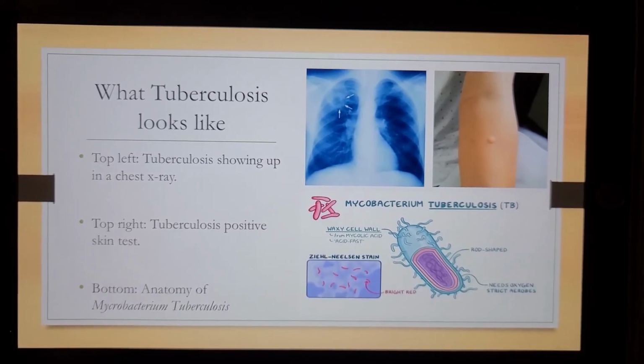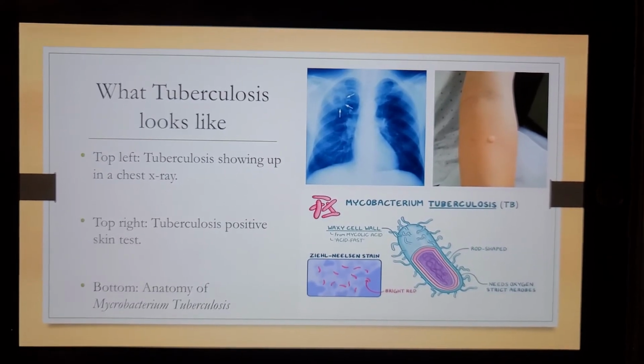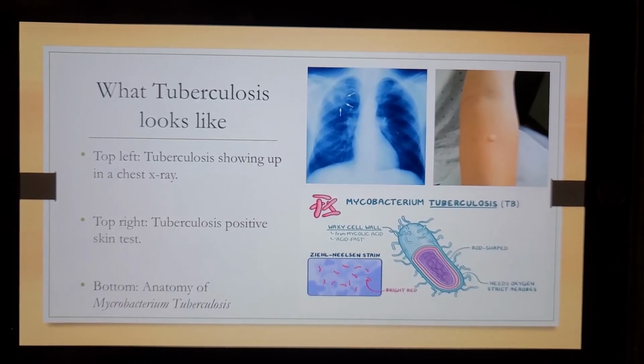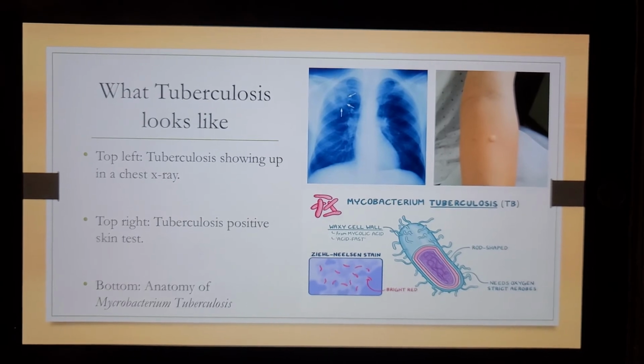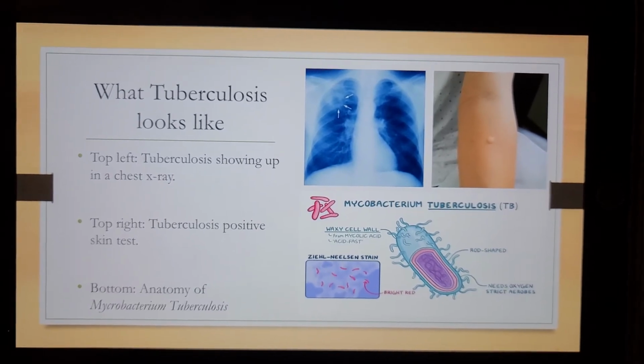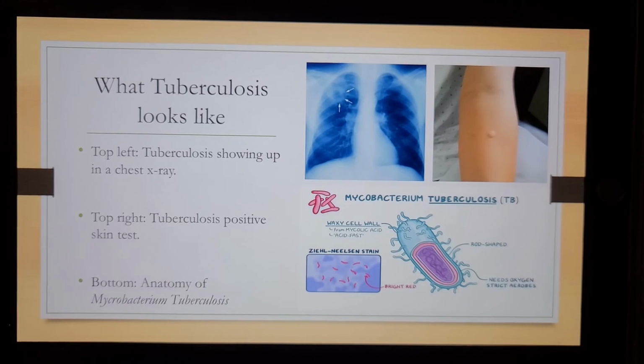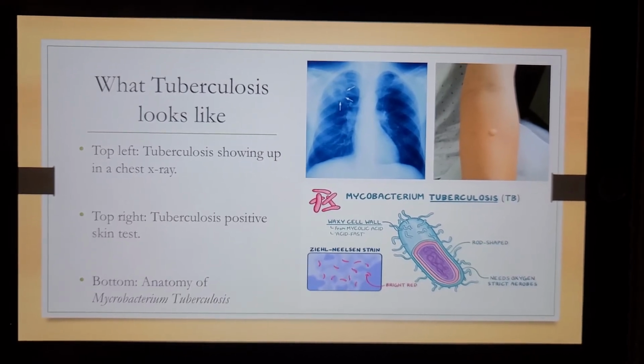And on the bottom is the anatomy of Mycobacterium tuberculosis. It shows the waxy cell walls from the mycolic acid and the acid fast. It shows that it is a rod shape, that it needs oxygen, strict aerobes, and it shows that they can be bright red.